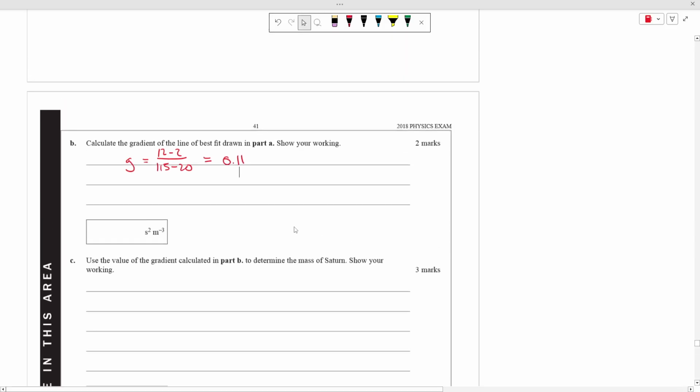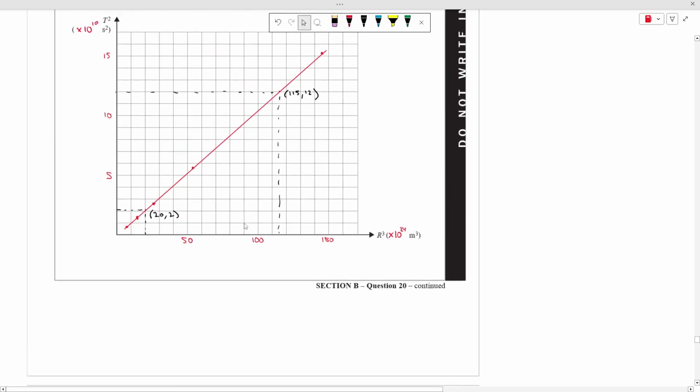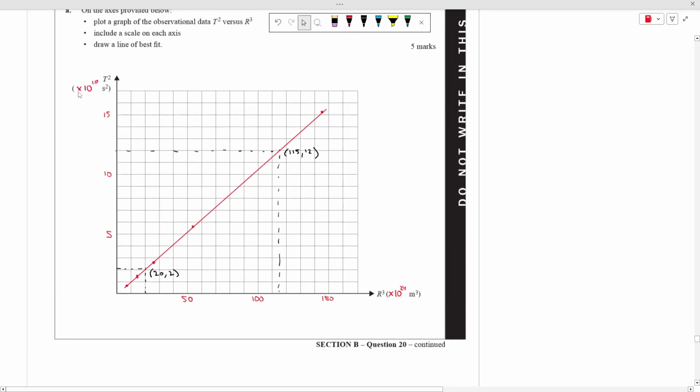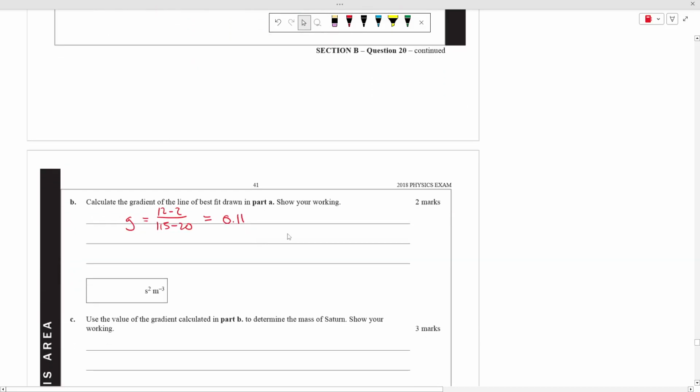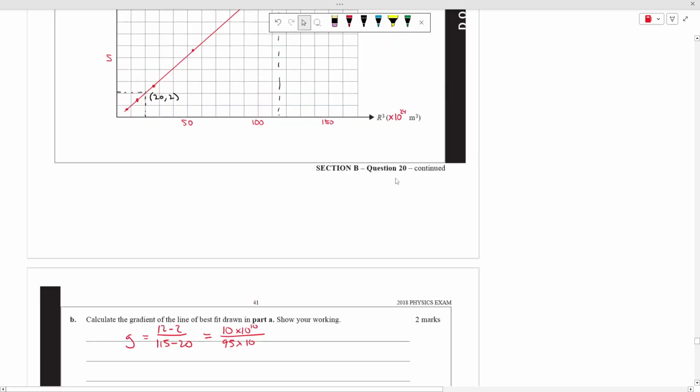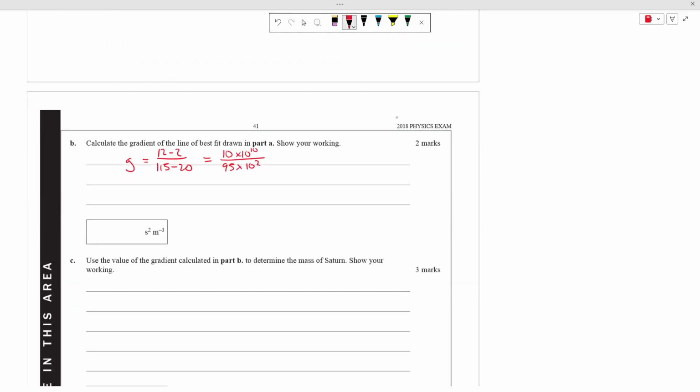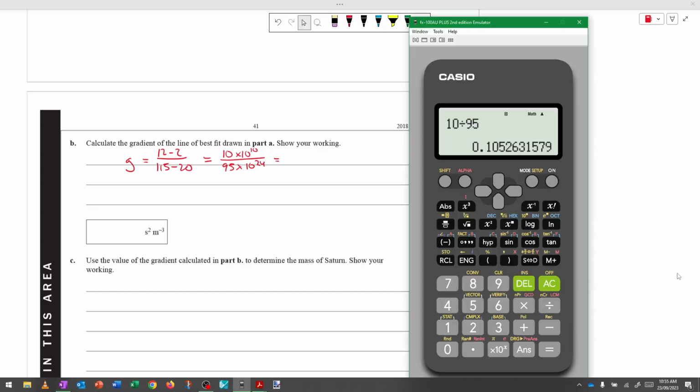I've got to be very, very careful here. I forgot about something I just realized. The units, okay, so that's times 10 to the 10 on top. So I'll just remodify my thing. Good thing I just remembered. That'll be 10 times 10 to the 10 over 95 times 10 to the 24. Okay, good. So let's quickly change that. So 10e10 divided by 95e24. Cool. 1.1 times 10 to the negative 15.